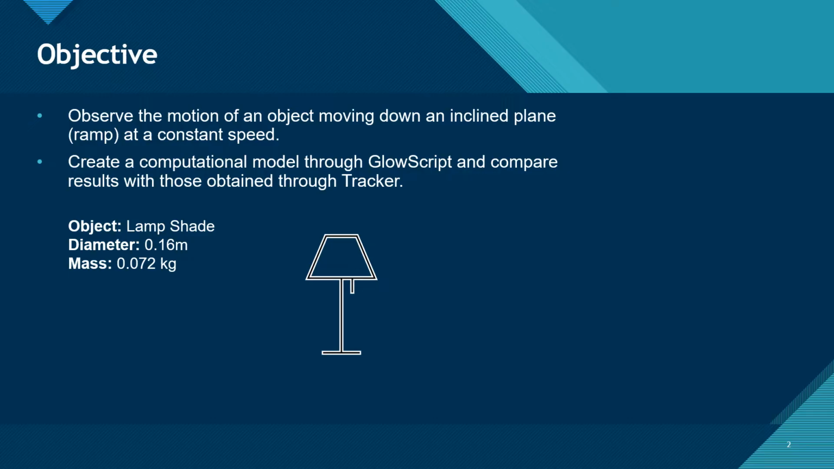down an inclined plane. The main objective for this experiment is to observe the motion of an object that is moving down an inclined plane, in this case a ramp, and the object is moving at a constant speed. We take this video and we analyze it through Tracker and we compare it to the computational model created through GlowScript. So the object that I decided to use was a lampshade, which diameter is of 0.16 meters and its mass is of 0.072 kilograms.